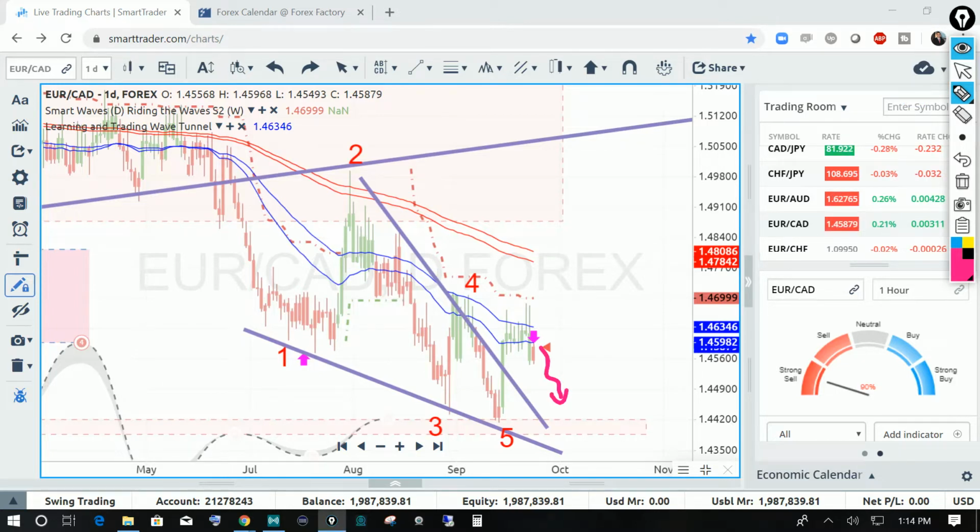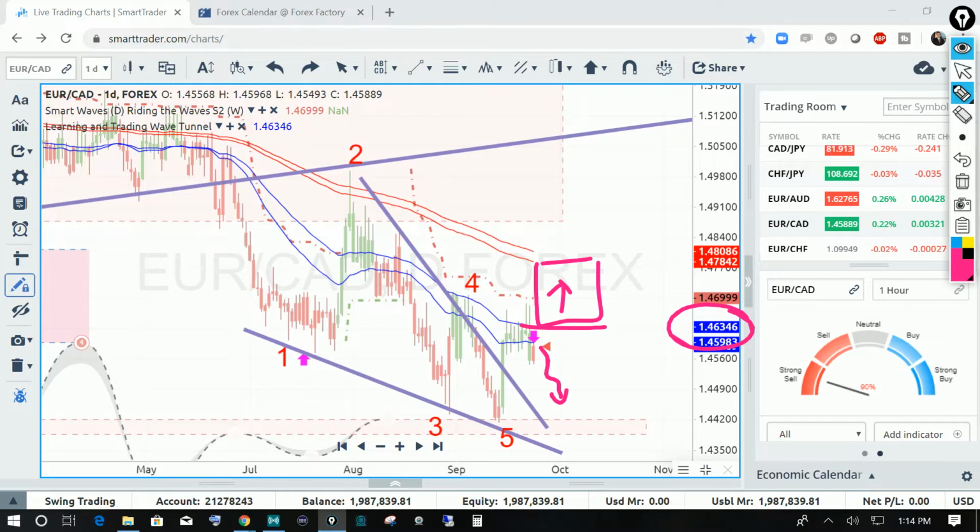Now the only time I would change my bias is if we trade back above this level right here, which is going to be, and you can write the price down, 1.4634. If we trade back above 1.4634, then I would take a look and say, selling is off the table, and we may do some intraday trading, maybe just a small buy to the upside right here, and we may even start seeing a change of trend.